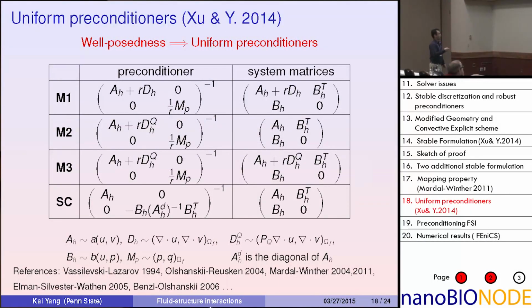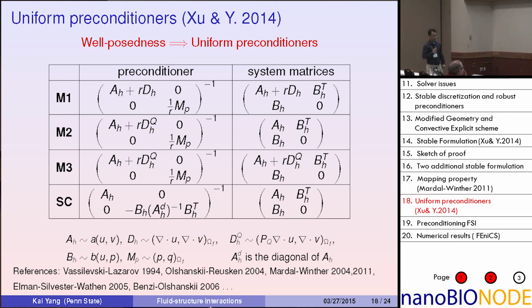Okay, in this table we show the preconditioning strategies. First, some notations. We use this matrix notation A, B, D, and MP to denote the discretization of the corresponding bilinear forms. For this table, the second column is the discretization of the system matrices. So this is the finite element discretization of the FSI problem. In the first column, these are the preconditioners we developed.